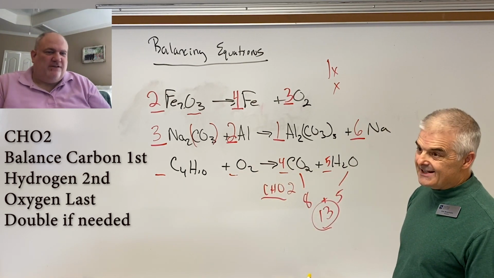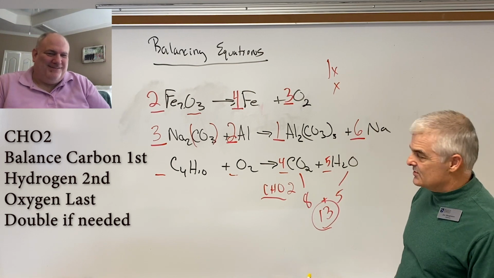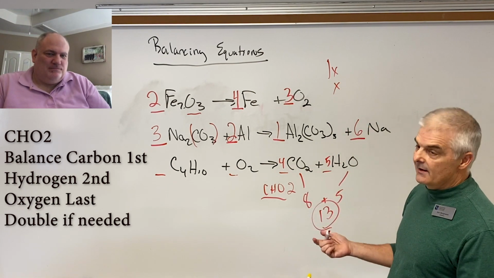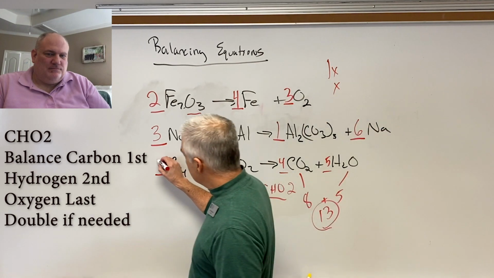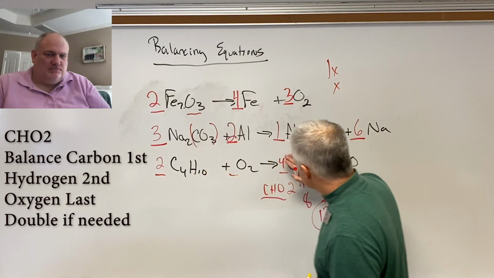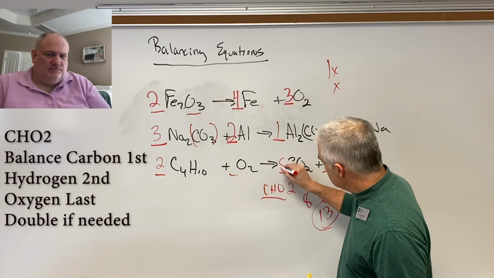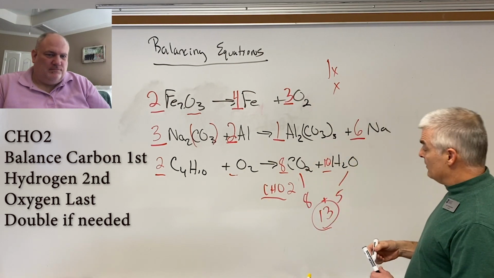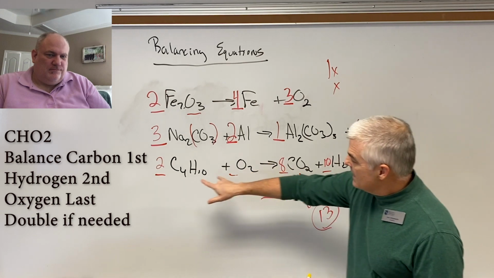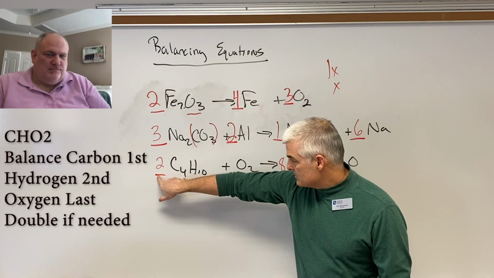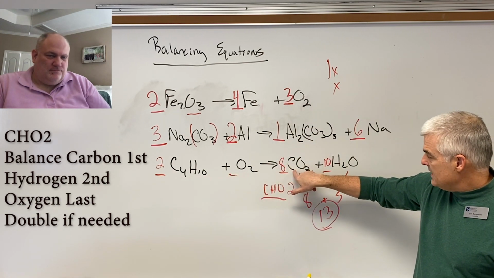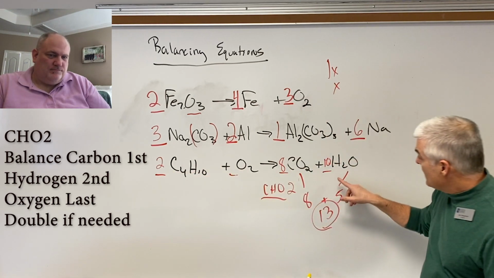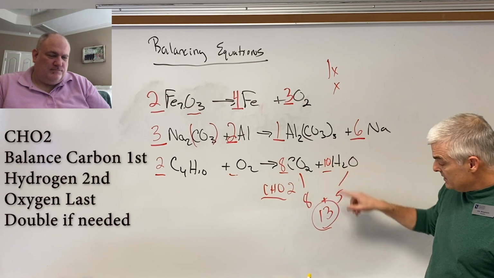Well, I can't put 13 there. Yeah, that's half of an oxygen. So what do you do, CHO-2? We double everything. So I'm going to double the C4H10 to 2. I'm going to double the CO2 to 8. I'm going to double the 5 waters to 10. Now, how many C's? 8. C, 2 times 4 is 8. How many C's? 8 times 1. How many H's? 2 times 10 is 20. How many H's? 10 times 2 is 20.